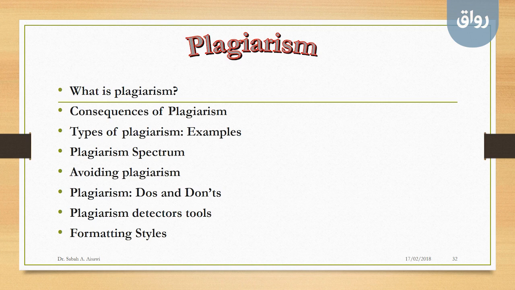Next, we are going to see what Turnitin calls the plagiarism spectrum, which means types, that is to say. So we will look again at plagiarism types in a detailed manner. The following point would be avoiding plagiarism, which is something that we have to learn as researchers and as students, and actually this is the main goal of the whole module.